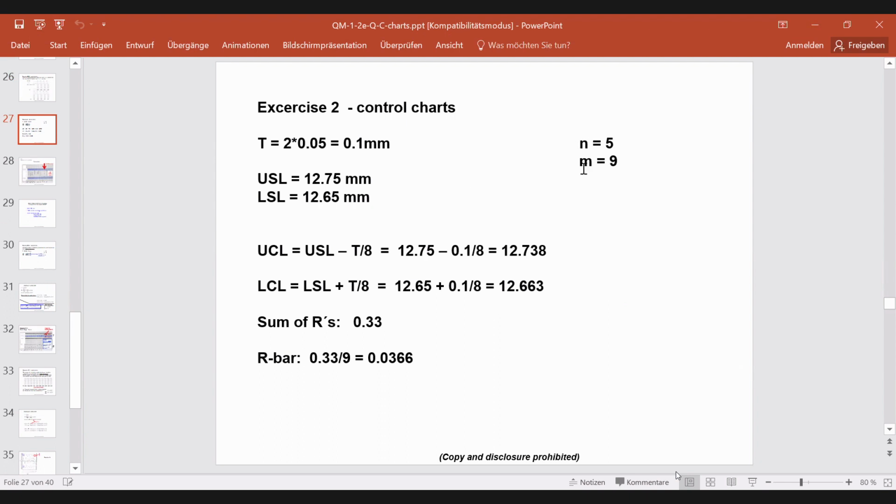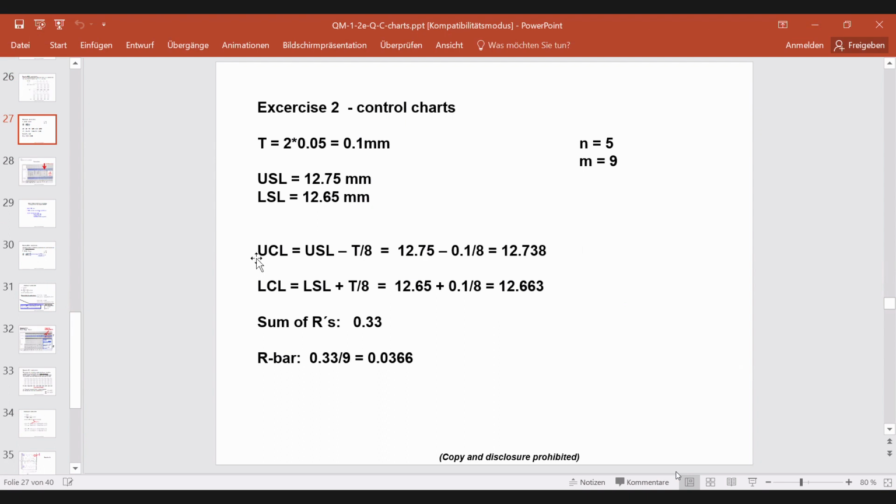Sample size is 5, and in this example we have 9 samples. M is the number of the samples. N is every time the sample size.